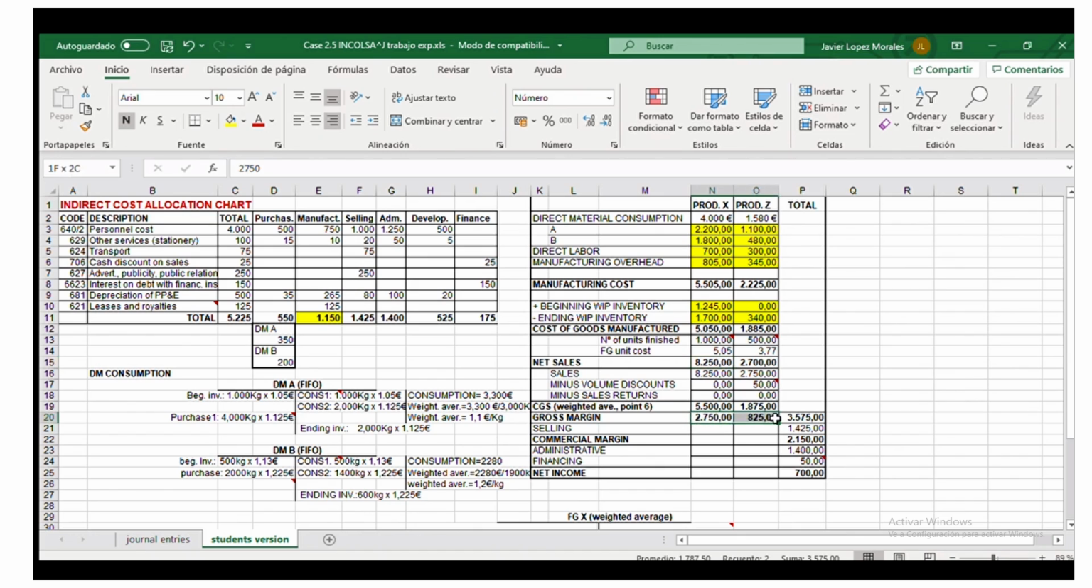Then we add these two figures and we obtain the total gross margin, deducting from it the selling indirect cost that we obtain in the indirect cost allocation chart to obtain the commercial margin. And finally, we do the same with the administrative and financing costs to obtain the final net income, which is the solution we were looking for.